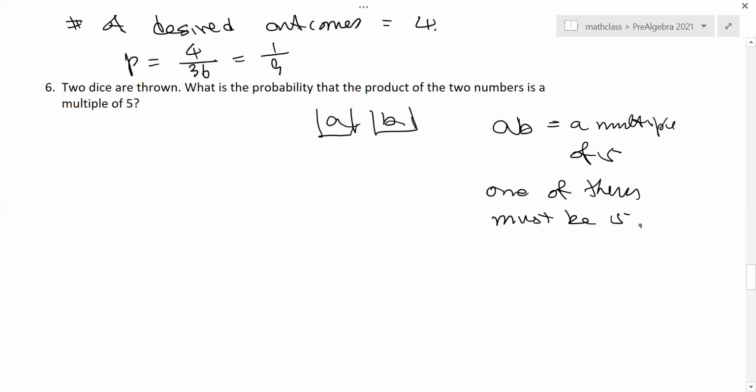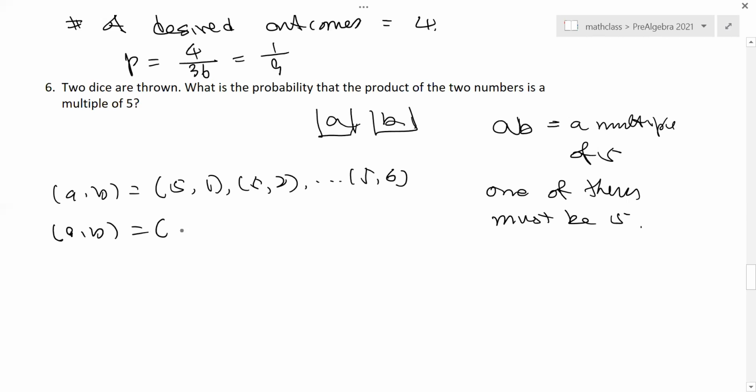It can be A and B. Let's assume the first one is 5. The second one can be 1, 2, up to 6: (5,1), (5,2), (5,6). Then the second one is 5, and the first can be 1, 2, up to 6: (1,5), (2,5), (6,5). So total right now sounds like 12, but you have to notice that (5,5) is in both. You cannot double count it.